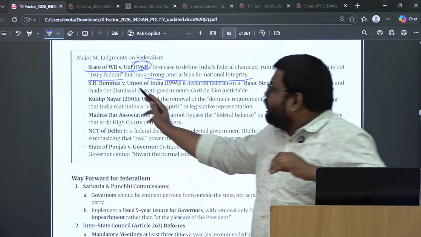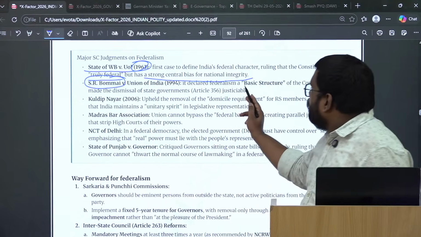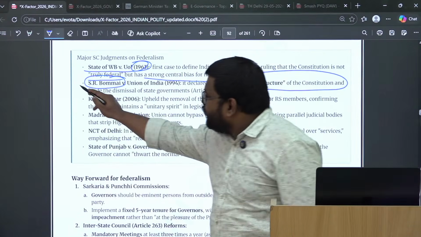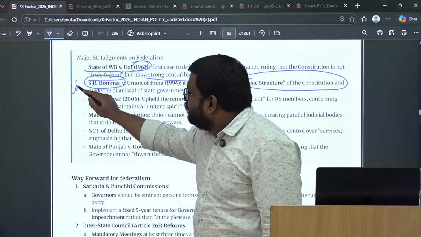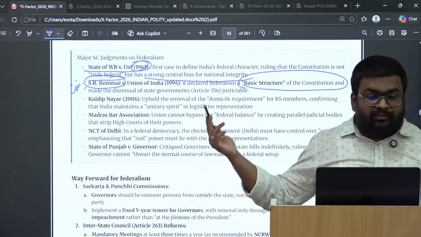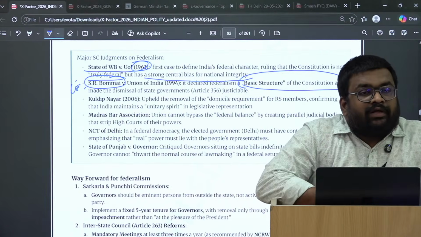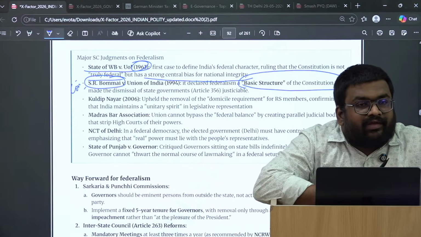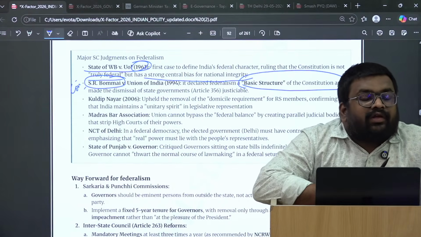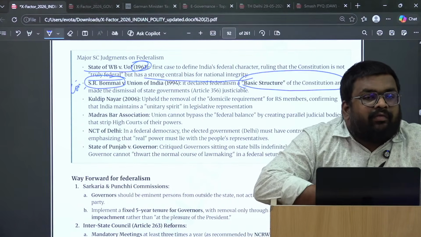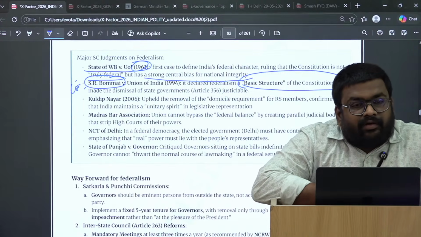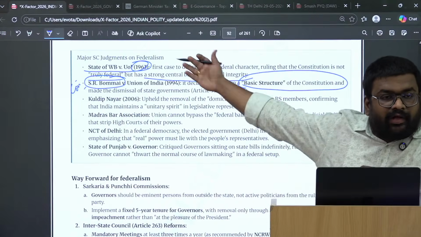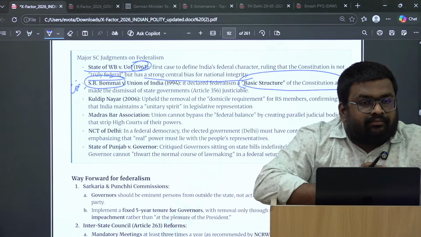Second, in SR Bommai, the Supreme Court called federalism the basic structure of the constitution. So immediately you need to think, okay, I can use this in conclusion. A simple conclusion कि federalism is the basic structure of the constitution. Box में SR Bommai case, thus it needs to be protected, promoted and celebrated. कोई भी क्वेश्चन हो आपके फेडरलिज्म का, you can have this common conclusion.